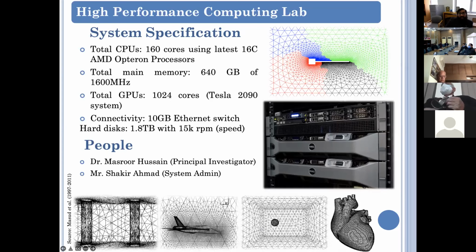Right now at GIK, we have a 160 core HPC system that consists of 4 systems: 3 slave nodes and 1 master node. The master node is a 64 core machine that is using AMD architecture, and the 3 slave nodes are 32 core slave nodes.